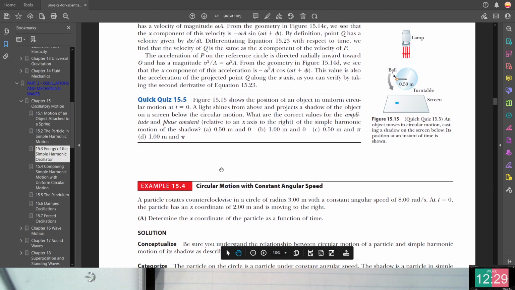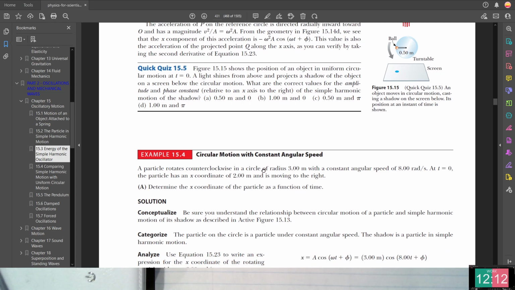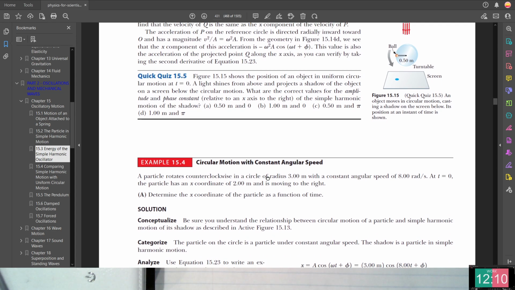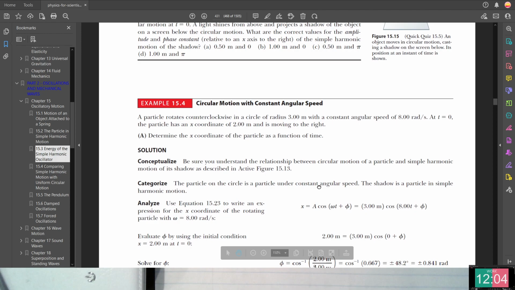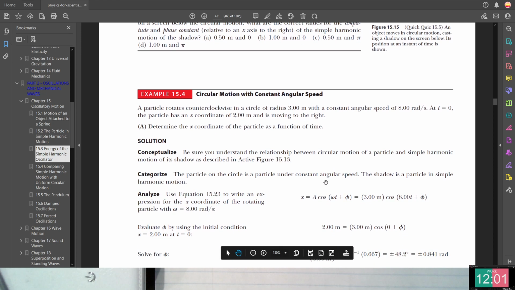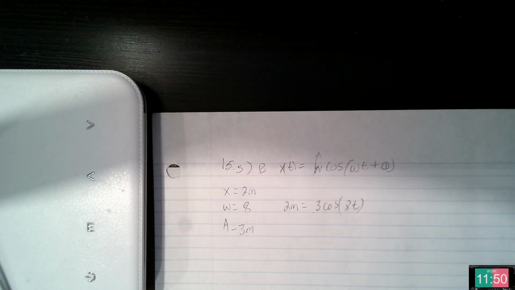Go back here, solution. Conceptualize before you understand the relationship between circular motion of a particle and simple harmonic motion of its shadow, described in active figure 15.3. The particle in the circle is under constant angular speed. It's 15.3, so here it is. Oh crap. Okay, whatever. Oh, so they wanted me to solve it as well. Oops. Well, I can still solve it here. How about we solve it? I didn't see the answer yet.